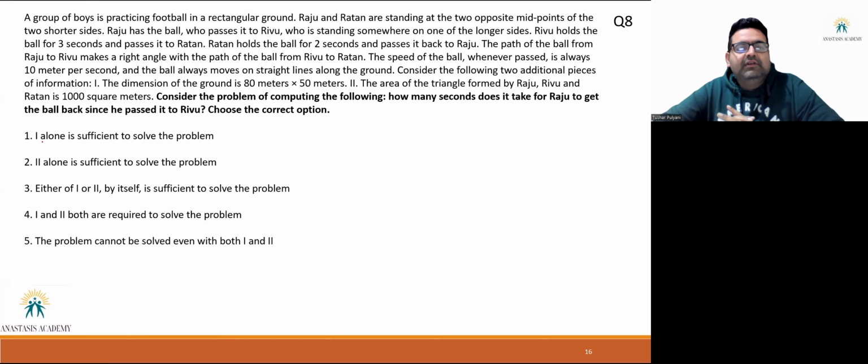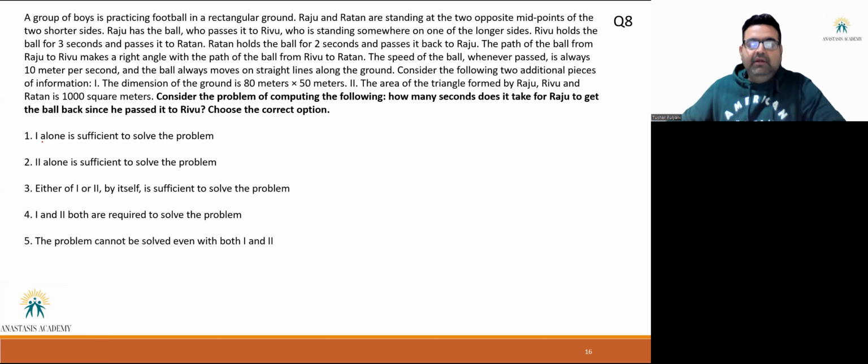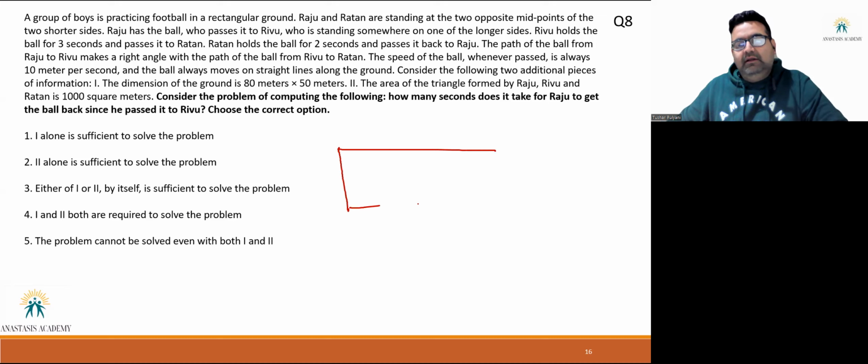They say a group of boys are practicing football in a rectangular ground. Raju and Ratan are standing on two opposite midpoints of the two shortest sides. So while reading only, you can draw a rectangle. Raju and Ratan are standing at the midpoints of two opposite sides. So let's say this is Raju, midpoint of this shorter side, and Ratan is at the midpoint of this shorter side.